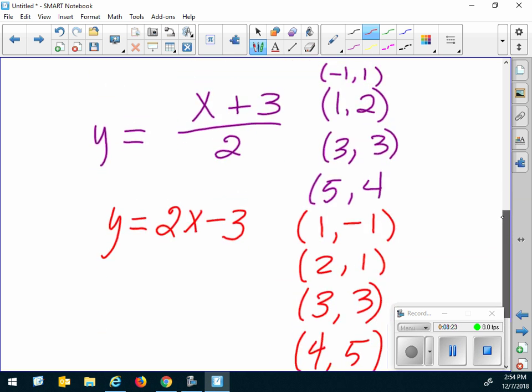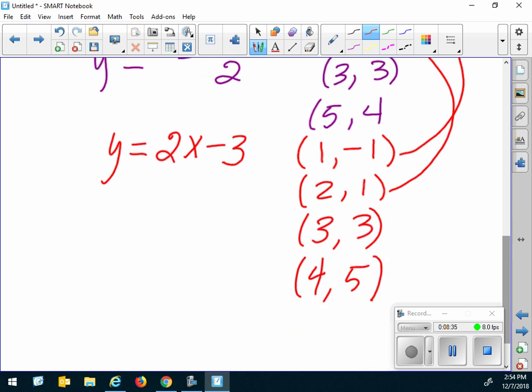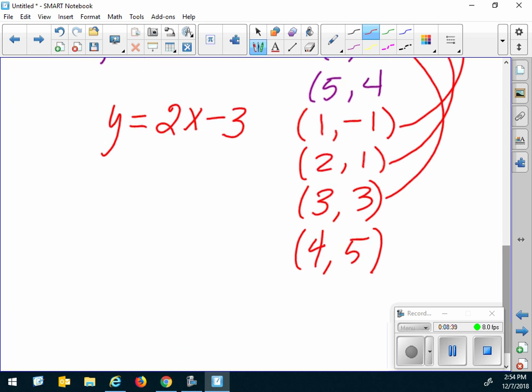Now I want you to look. I've got a negative 1, 1 here. And I got a 1, negative 1 here. I got a 1, 2 here. And I got a 2, 1 there. I got a 3, 3 here. That's not very interesting. I got a 5, 4 here, and I got a 4, 5 there. What happened? What switched? The X and Y.